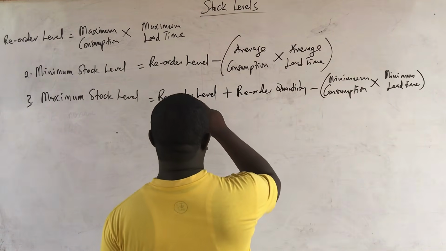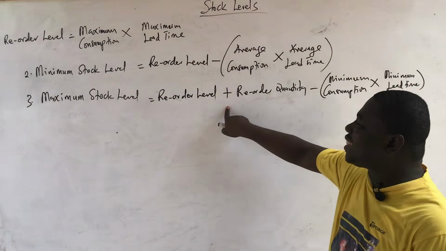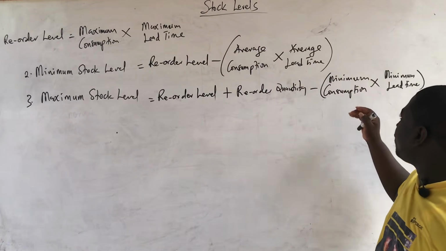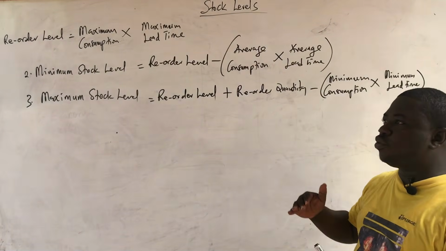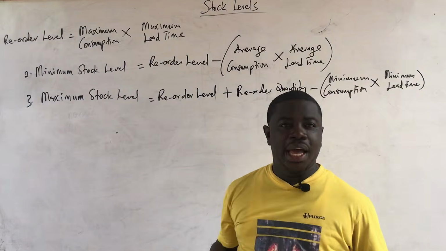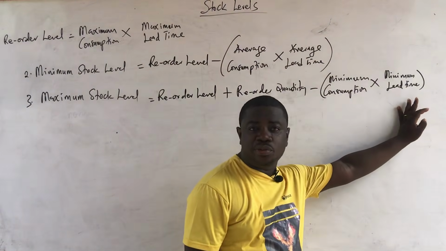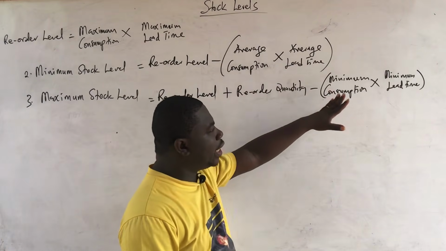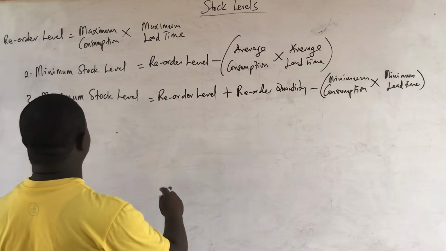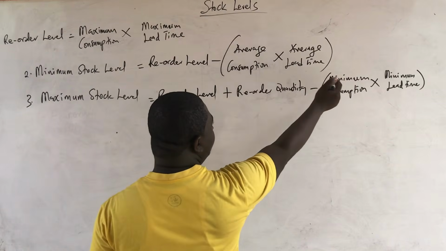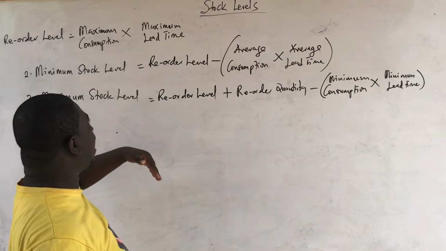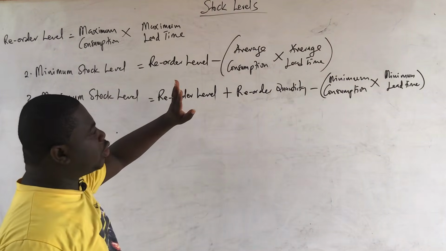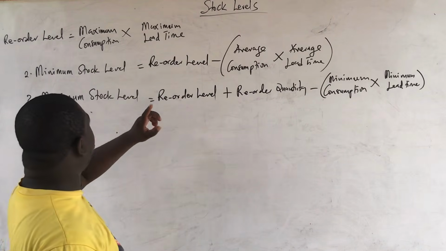So we have reorder level this time plus the reorder quantity minus the minimums. We are trying to set the maximum, and by doing so we factor the minimums, just like we factored the maximums here and then the averages here. So look at how it moves: maximum, average, minimum. It descends in that order. The multiplication is always constant. It just depends on what you are looking for.